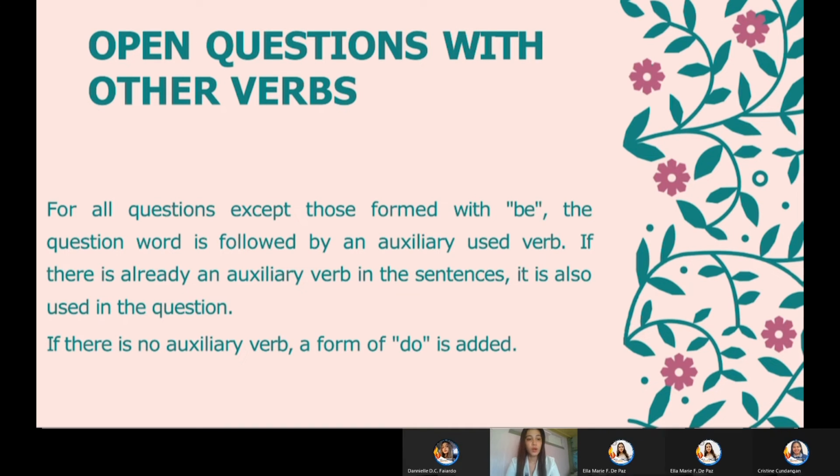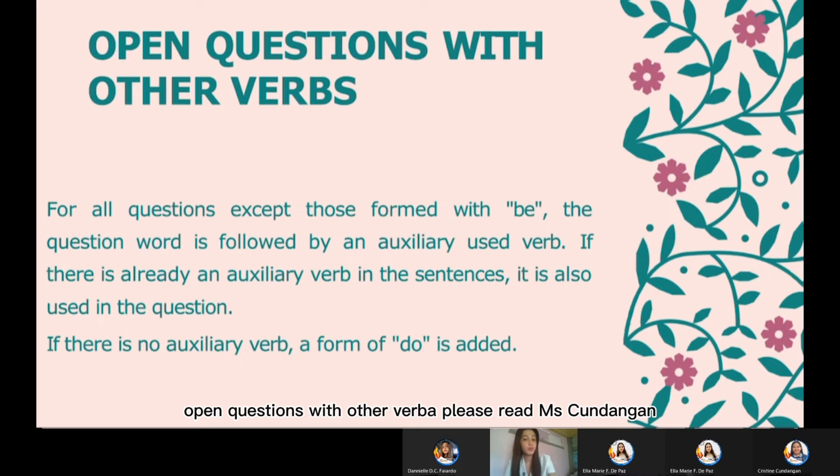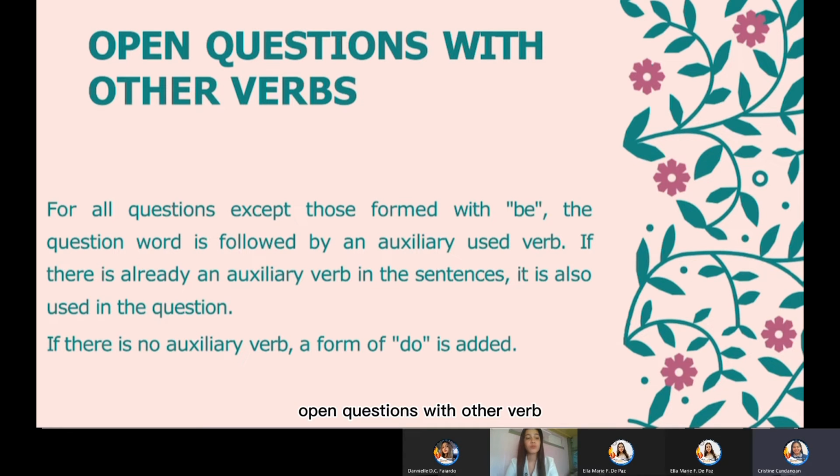So, open questions with other verbs. Open questions with other verbs. For all questions except those formed with be, the question word is followed by an auxiliary verb. If there is already an auxiliary verb in the sentence, it is also used in the question. If there is no auxiliary verb, a form of do is added.